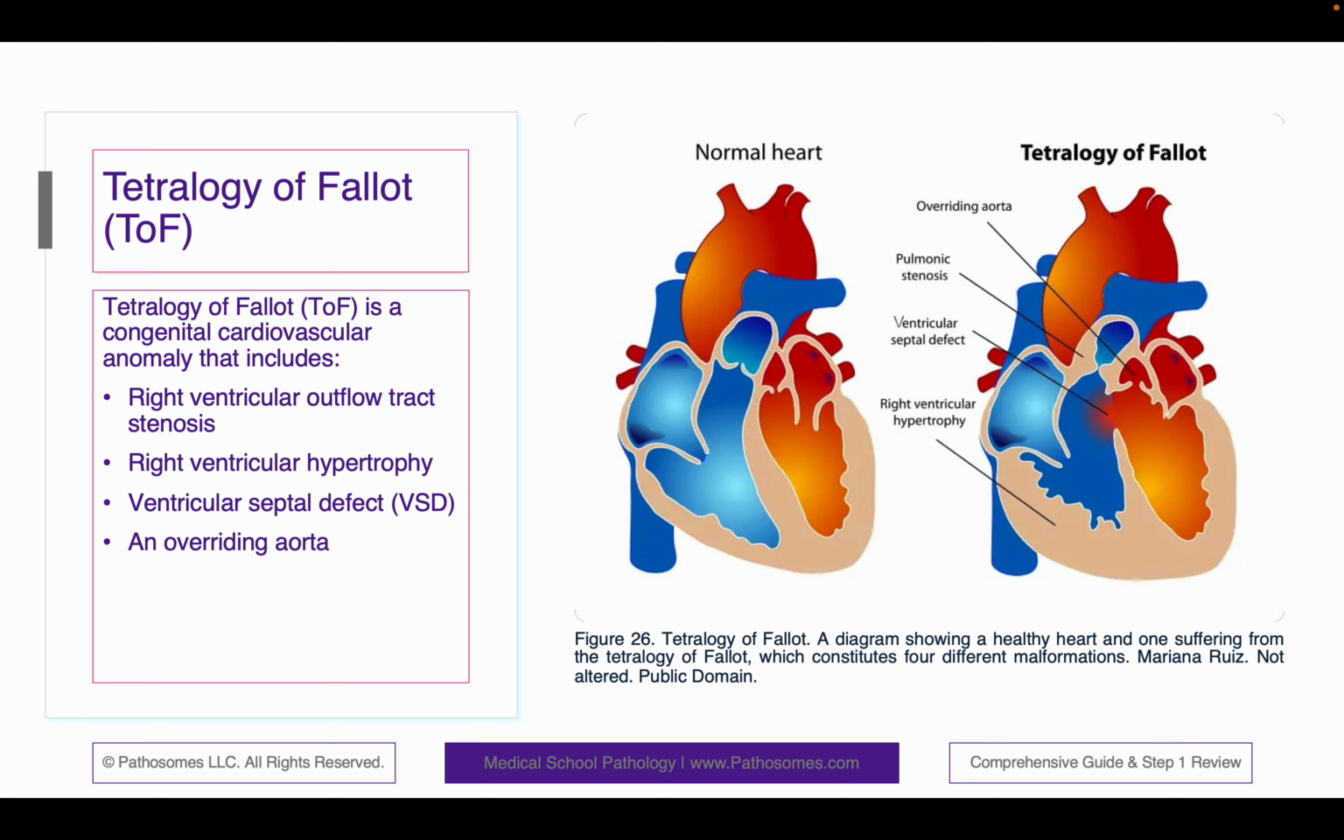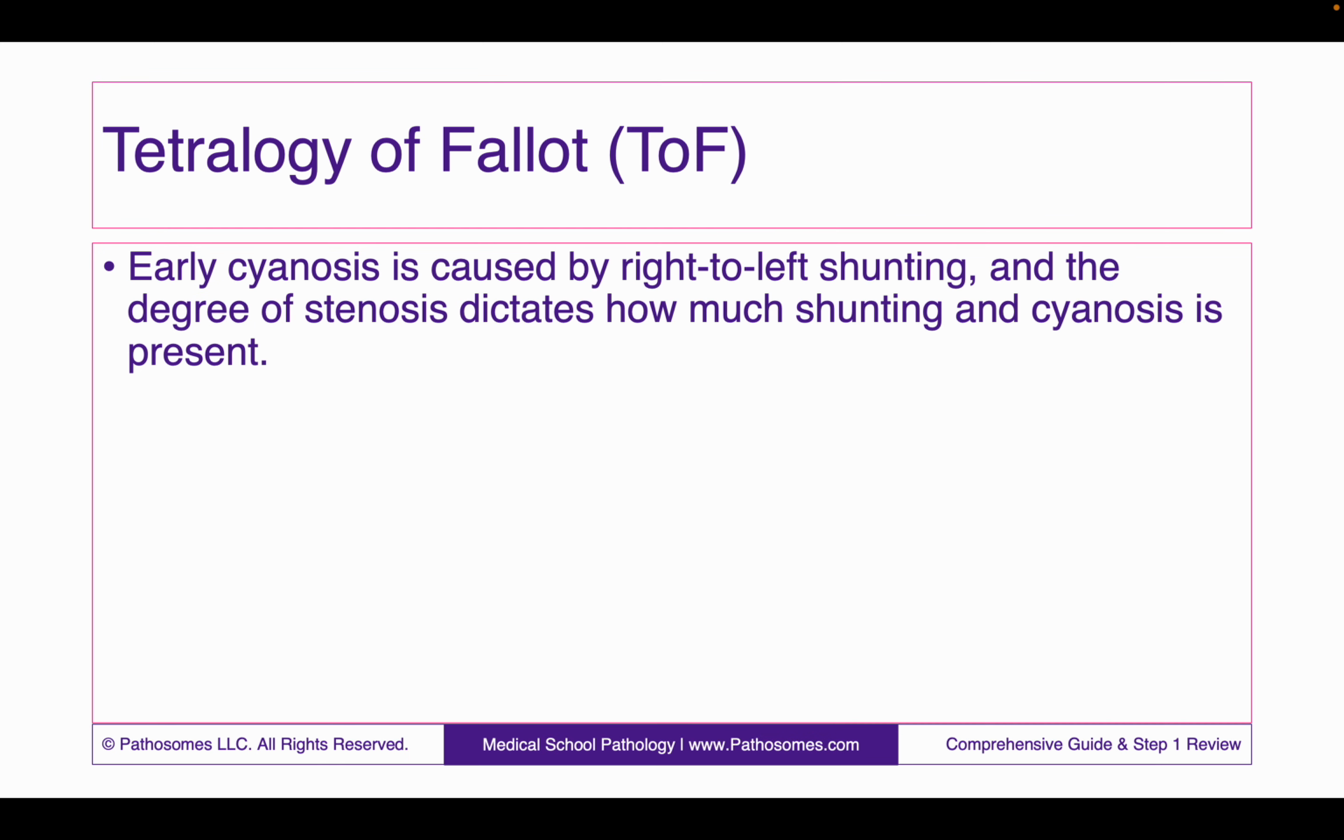With regards to other issues, let's talk about Tetralogy of Fallot, which is a congenital cardiovascular anomaly that results in right ventricular outflow tract stenosis, right ventricular hypertrophy, a ventricular septal defect, and an overriding aorta, as indicated on this cartoon here. Early cyanosis is caused by right to left shunting, and the degree of stenosis dictates how much shunting and cyanosis is present.